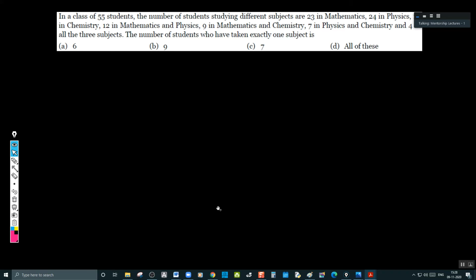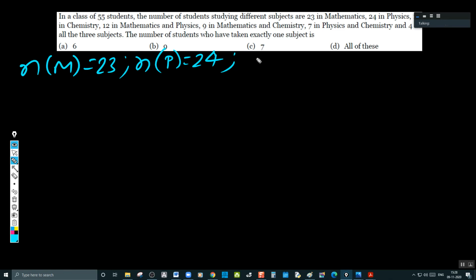In a class of 55 students, the number of students studying different subjects are 23 in mathematics. Let me write the data. N of M, 23. N of P, 24.